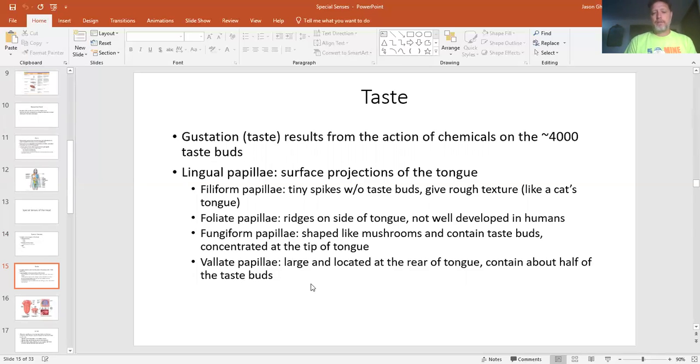Then you have your vallate papillae. These are near the back of the tongue, and about half of your taste buds are back here. I'll give you an example: a sommelier, a wine taster. When they sip wine, they let it get on the tip of their tongue, and then let it roll to the back of their tongue, because you get different flavors that way. If you're old enough, try it if you want to. If you're not, wait till you're older. It's not that big a deal.